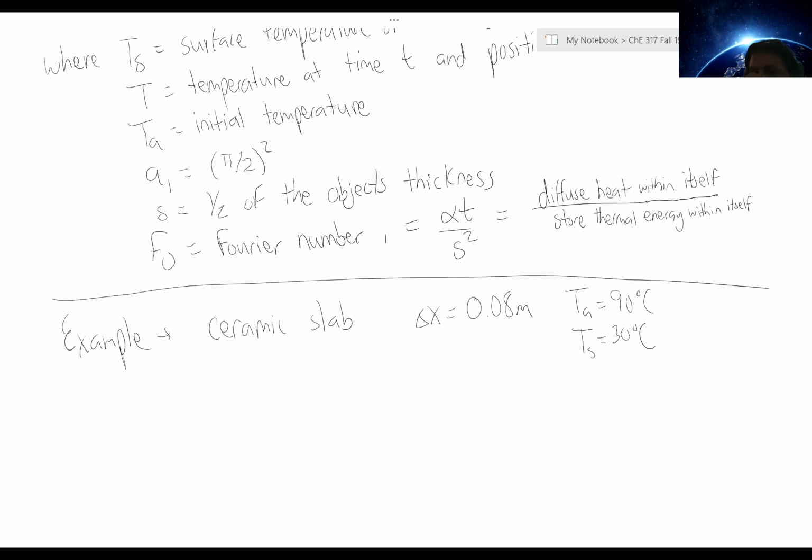And we're looking for a few temperatures associated with this system, given that the density of the ceramic is 1,025 kilograms per cubic meter. The heat capacity is 800 joules per kilogram Kelvin. And the thermal conductivity is 1.8 watts per meter Kelvin.